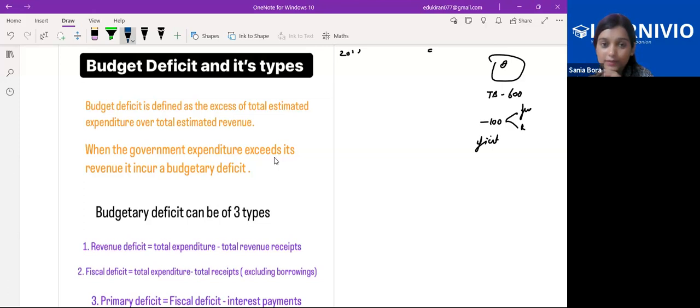Okay? Yes. No idea. I'm trying. Okay, now let's start with the next concept, which is called budget deficit.